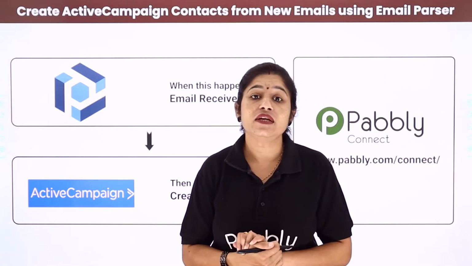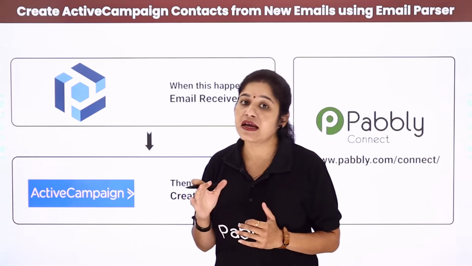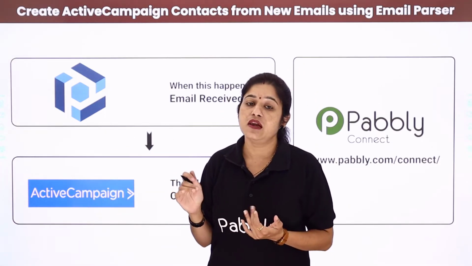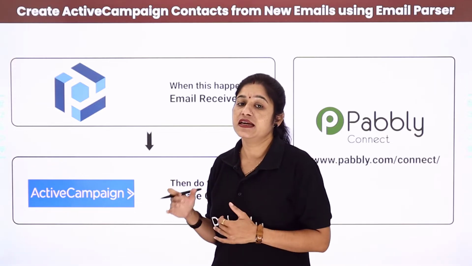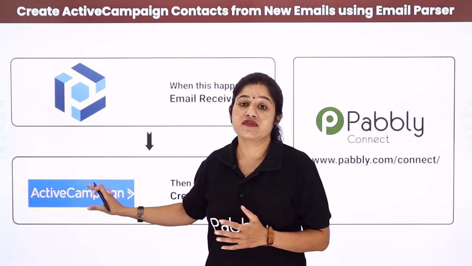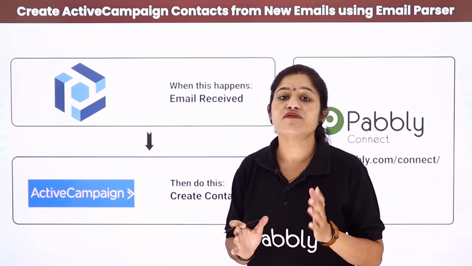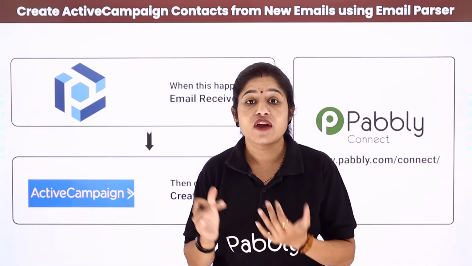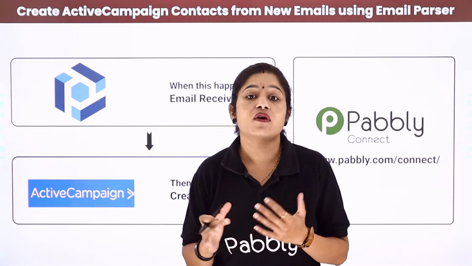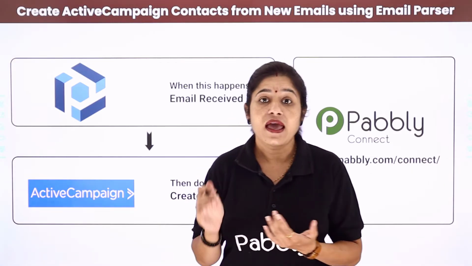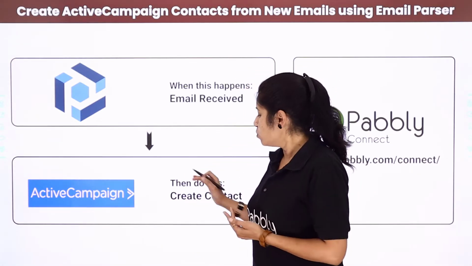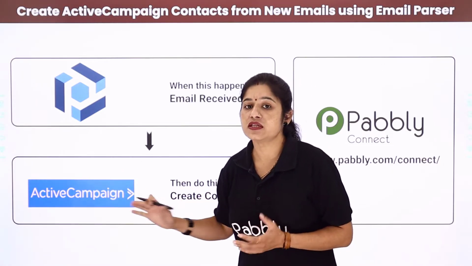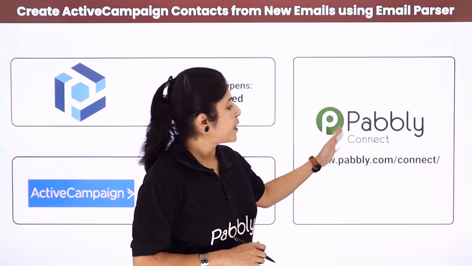For this, we need to create a connection between your email account and ActiveCampaign so that whenever you receive an email, automatically the prospect is added as a new contact in your ActiveCampaign. So here we will be using a feature of Pabbly Connect, that is email parser, which is going to extract the email address and the name of your customer from the mails, and automatically a new contact will get added to your ActiveCampaign. For this, we are going to use a software application named Pabbly Connect.